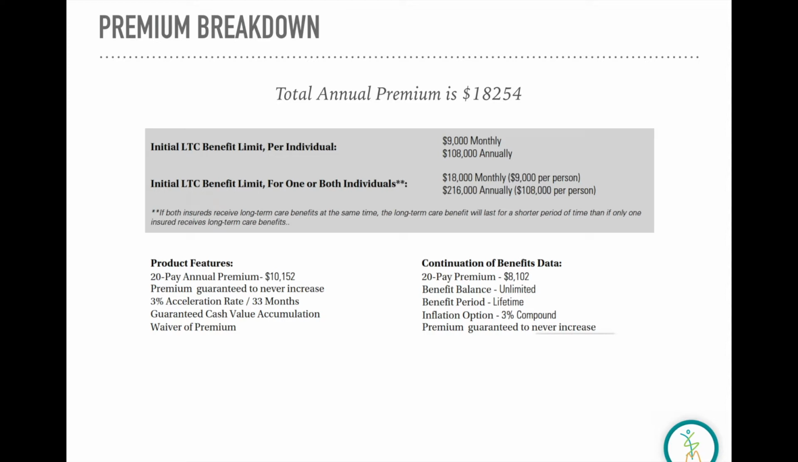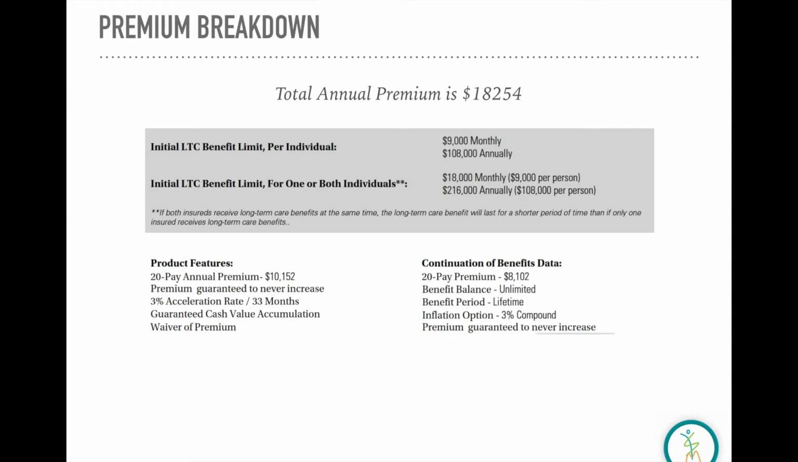And for the life insurance, that only costs $10,152. That continuation of benefits rider, again set up as a 20 pay, $8,102, unlimited benefit balance, lifetime benefits, and there is that 3% compound inflation.